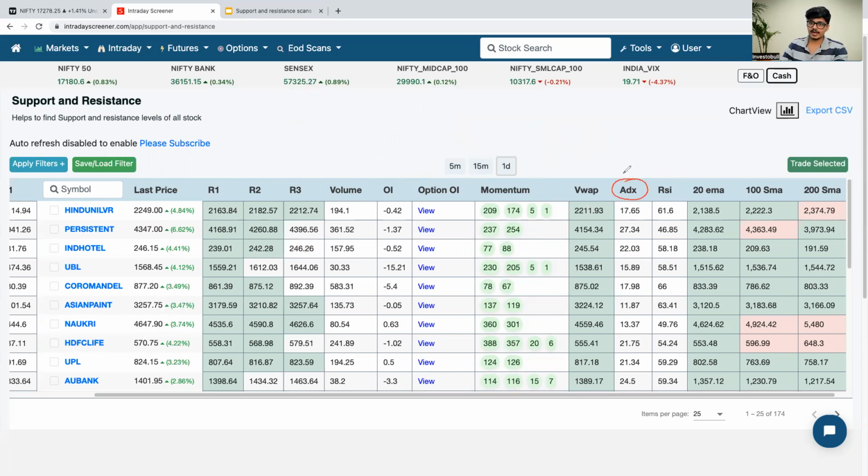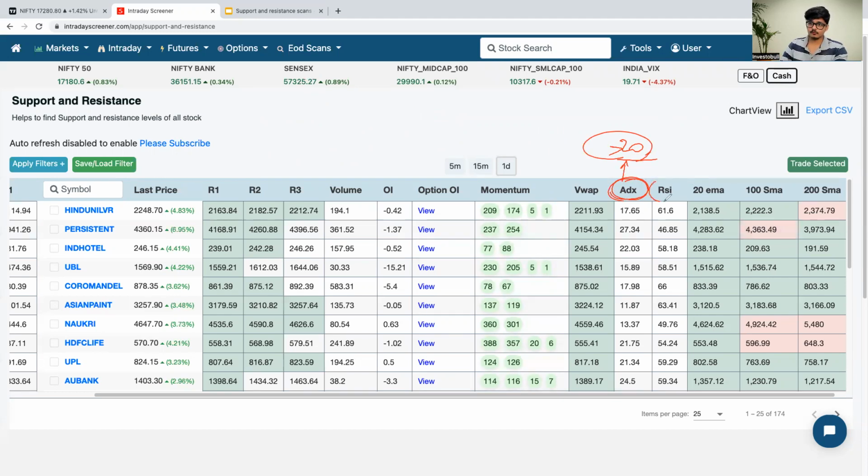When it comes to the ADX, we would suggest you go long in stocks in which you see ADX greater than 20. ADX greater than 20 means that the stock is in strong momentum. That is the reason we would suggest you enter stocks which have an ADX of more than 20.